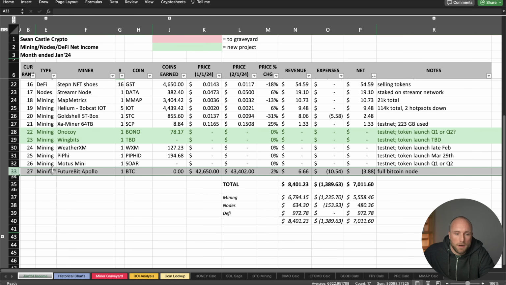And then finally, we have my Future Bit Apollo Bitcoin miner that runs unprofitable, but I run it as a full Bitcoin node to support the Bitcoin network.